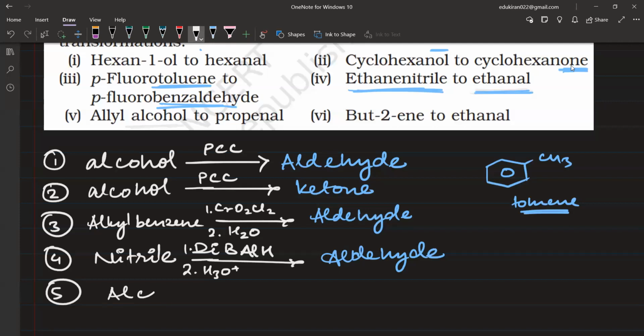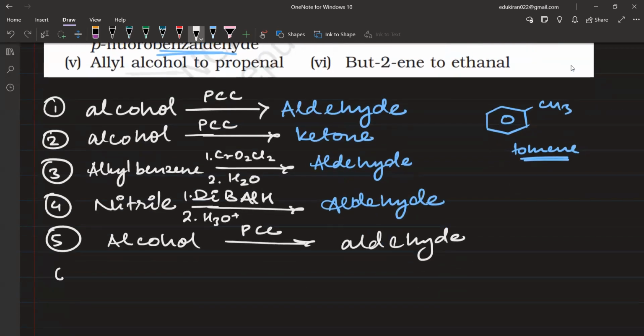अल्कोहल से Alcohol to aldehyde. अल्कोहल टू एल्डिहाइड. क्या यूज करेंगे? PCC. बच्चों? PCC. सिक्स्थ में व्हाट इज दिस? व्हाट क्लास ऑफ कंपाउंड इज दिस?